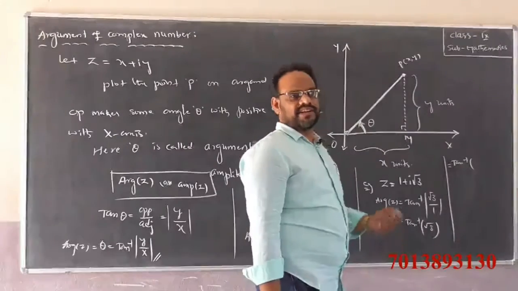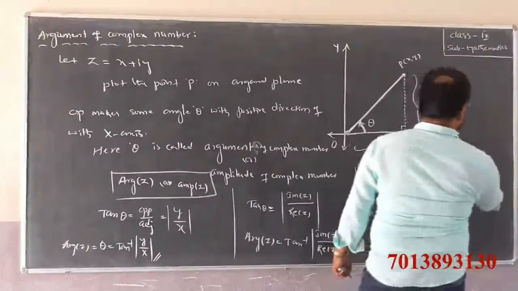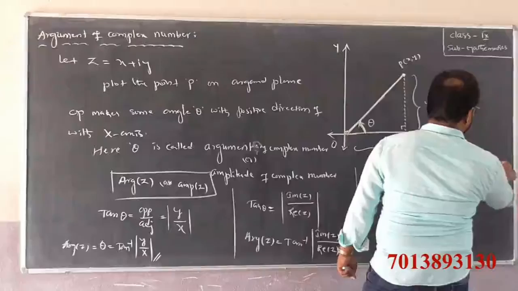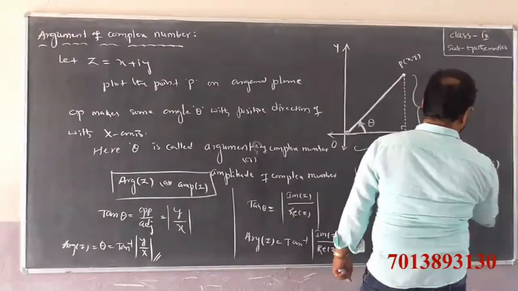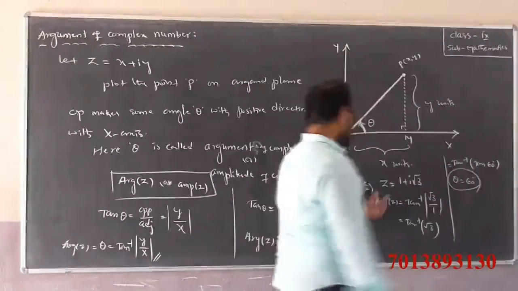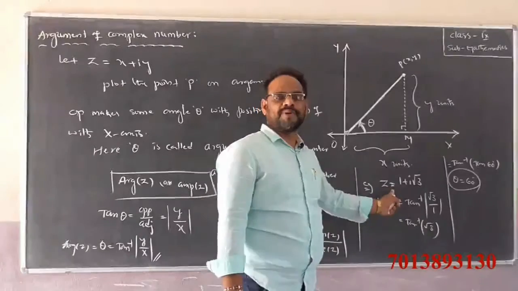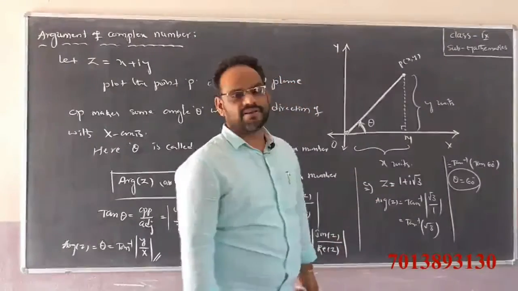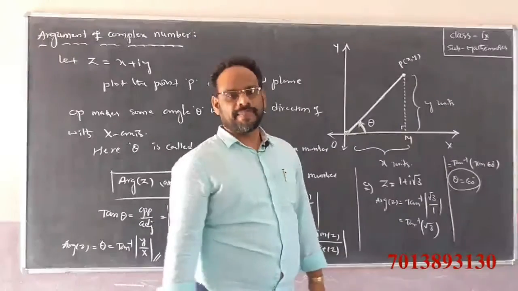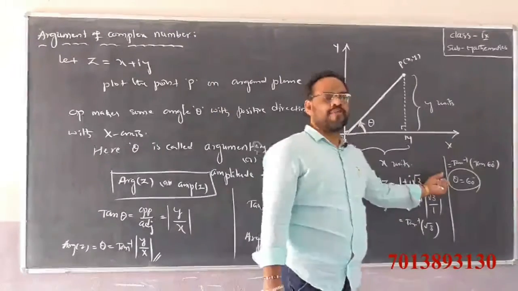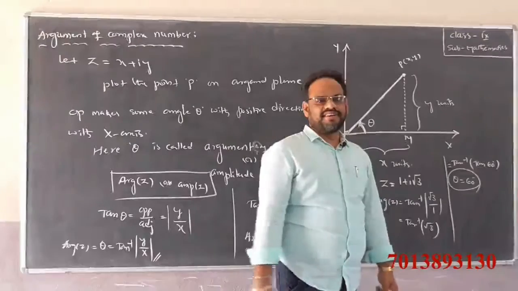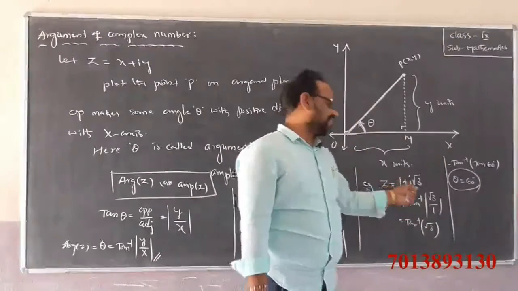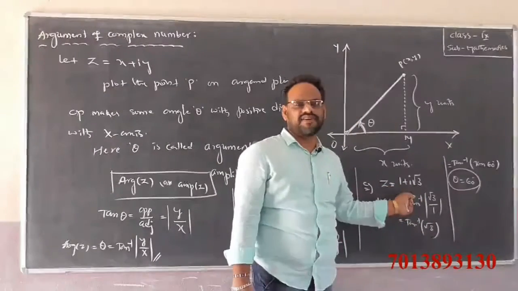Now in terms of tan theta, that is tan 60. So theta is equal to how much? 60. So the argument of the complex number z equal to 1 plus iota times root 3 is 60, or pi by 3. So the angle is pi by 3. But observe here, if you take z equal to 1 plus iota times root 3, it is in the first quadrant.